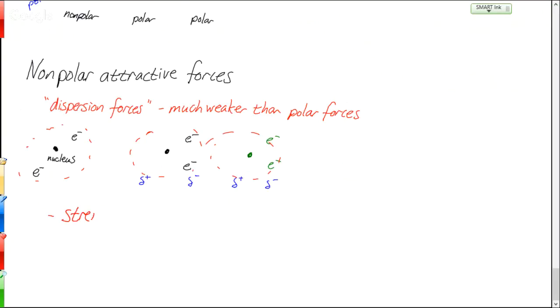And so for these forces, since they don't have any special polarity that controls them, the strength of the forces depends only on the size of the molecule. The more electrons and the bigger the molecule, the more these things can have an effect, and you can actually end up getting relatively strong forces this way.